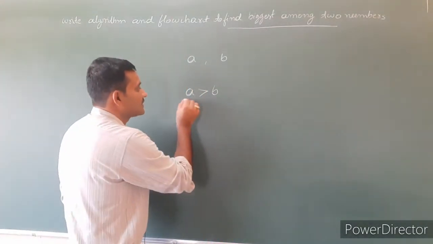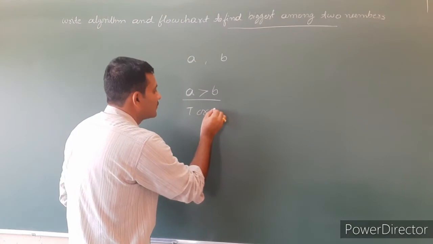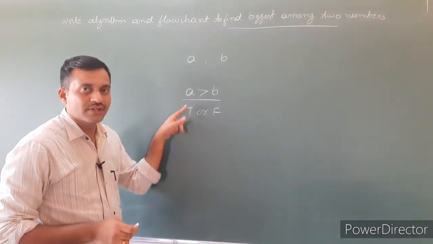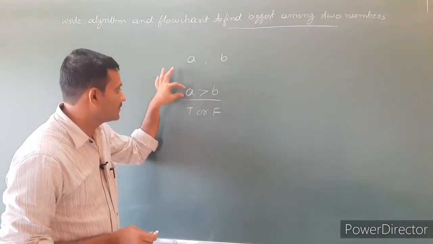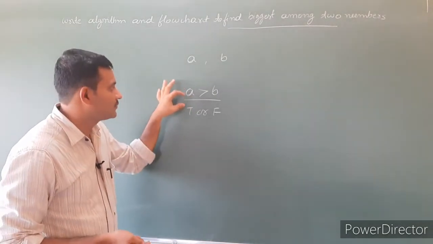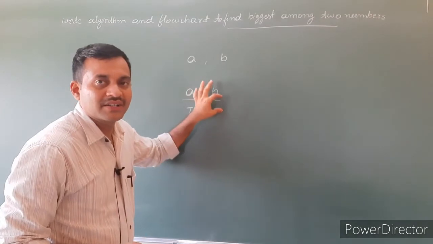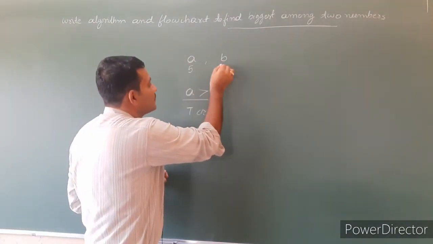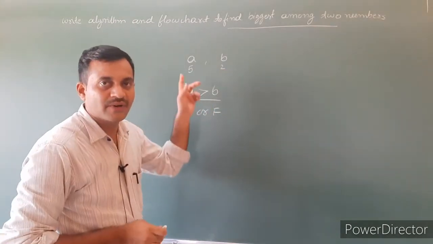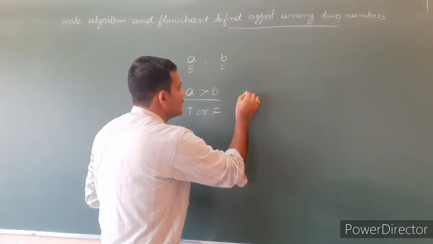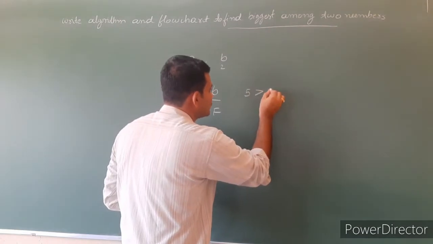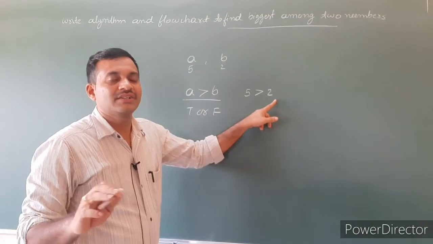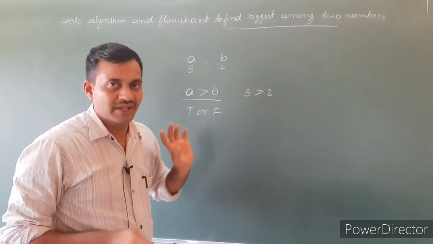This expression returns either true or false. If this expression is true, then the first number is the biggest. If it is false, the second number is the biggest. For example, consider A value is 5, B value is 2. That is, 5 is greater than 2. If 5 is greater than 2, the condition is true, so A is the biggest.